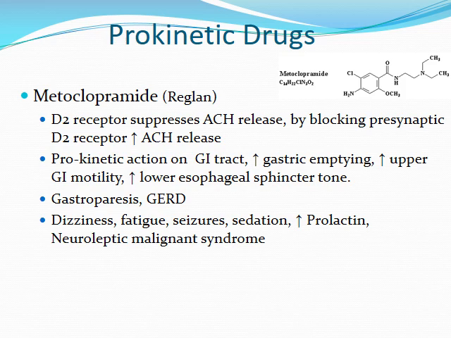So normally activation there is going to suppress acetylcholine release, but by blocking the presynaptic dopamine 2 receptor, you're actually going to see an increase in acetylcholine. And we know this acetylcholine is going to be able to activate muscarinic receptors on the GI tract, and that's all going to help stimulate peristalsis.